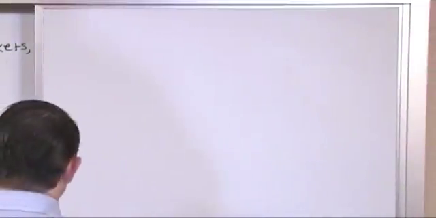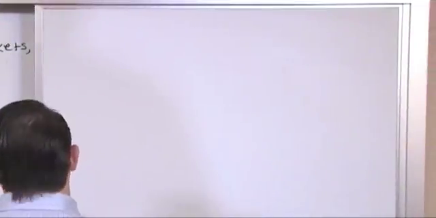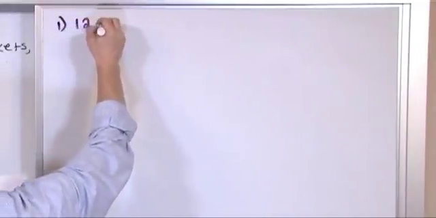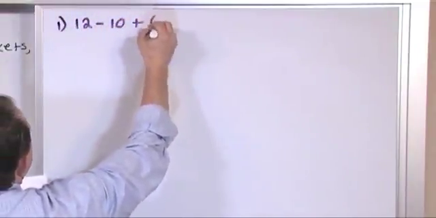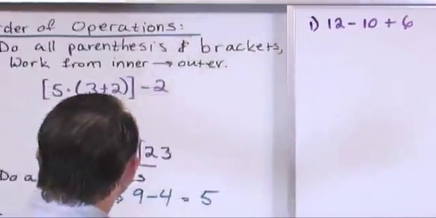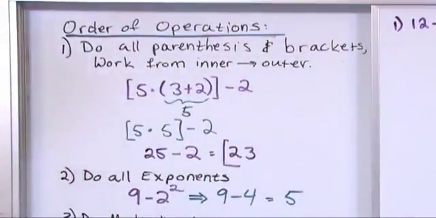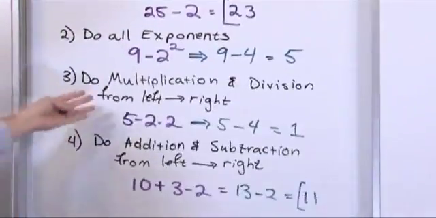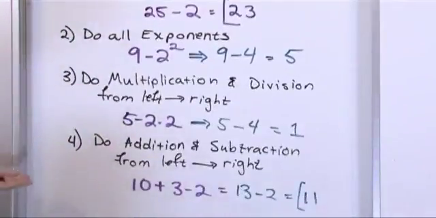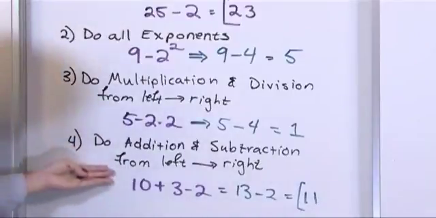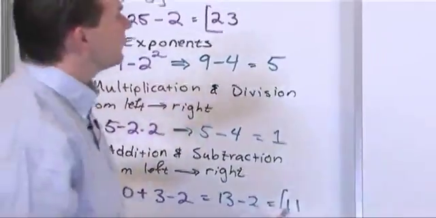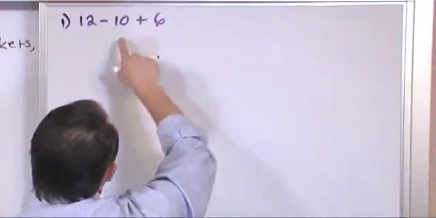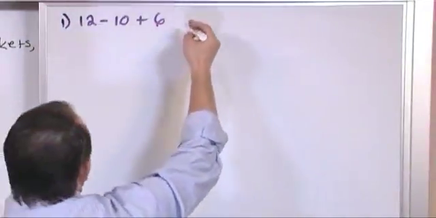Problem number 1. 12 minus 10 plus 6. Well, first, there's no parentheses, so we don't have to worry about that. There's no exponents, so we don't have to worry about that. There's no multiplication or division, so we don't have to worry about that. The only thing we have is addition and subtraction, and it tells us to do it from left to right. So we're going to read it like a book and go left to right, because this addition and subtraction is all on the same level, and it's right there.